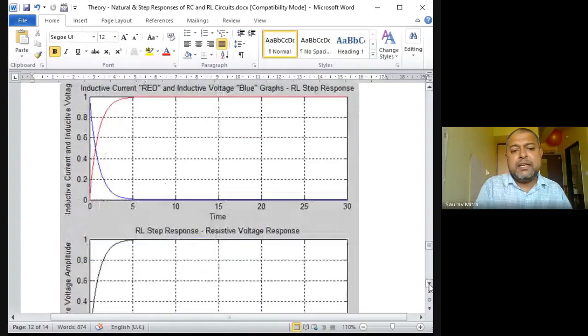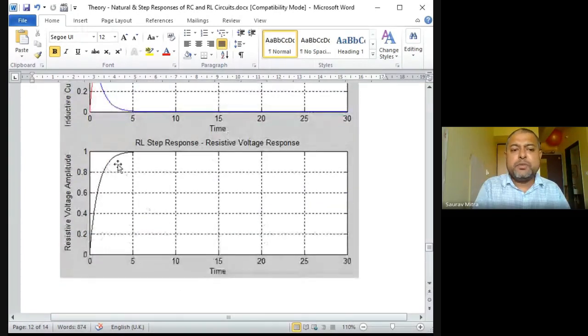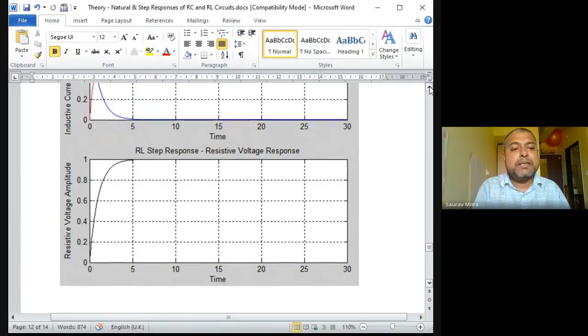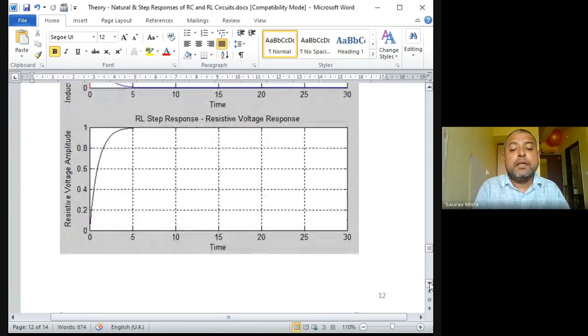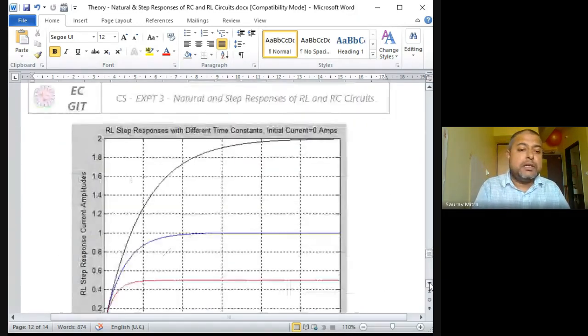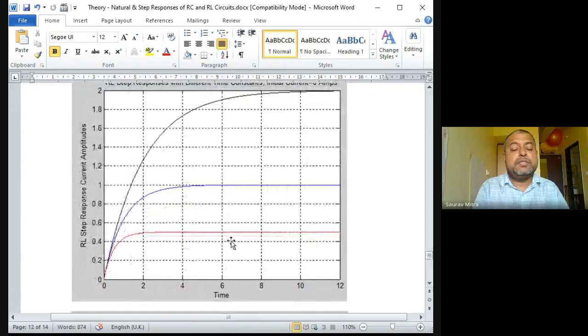And the RL response, so this is actually the main response, the RL current response. You can see the resistive voltage. This is the resistive voltage amplitude. The resistive voltage will be the same as the circuit current. So whatever the circuit current response is, the red one, the resistive voltage response also will be the same. So the main response is this red one, and now next we are going to produce three waveforms like this. This is the red response, there is a blue response, and this is the black response.